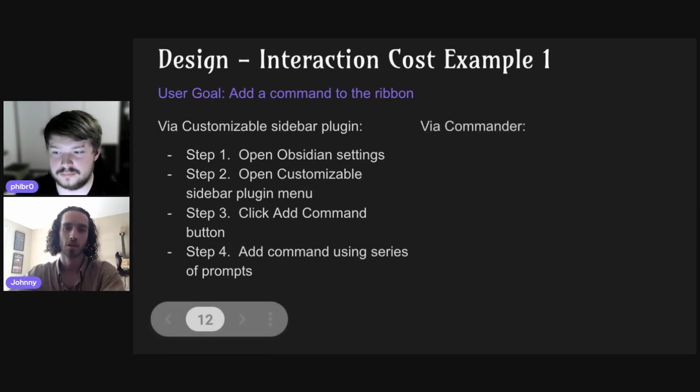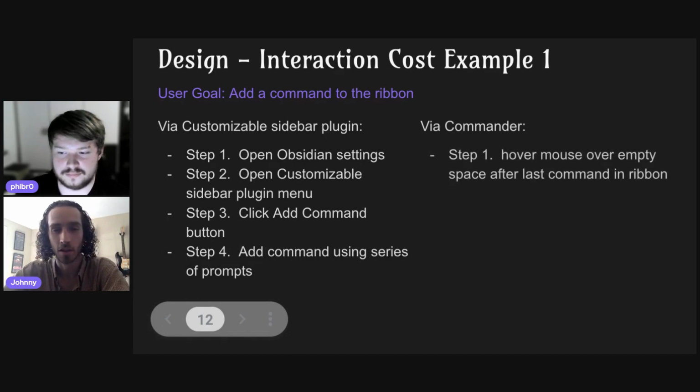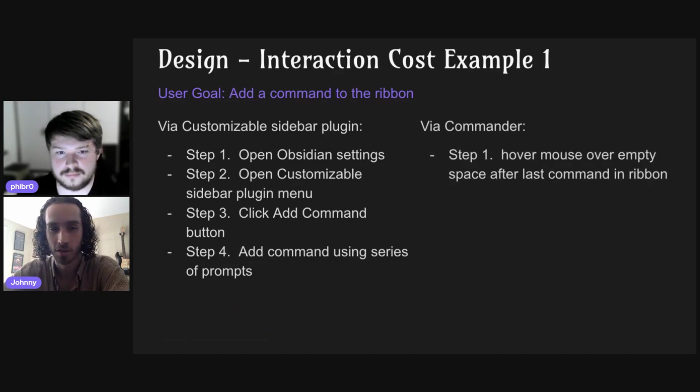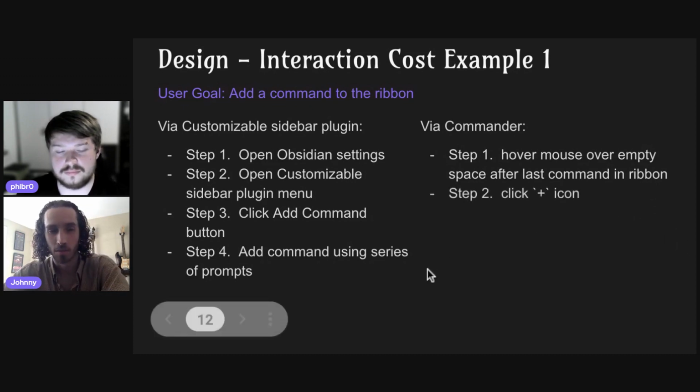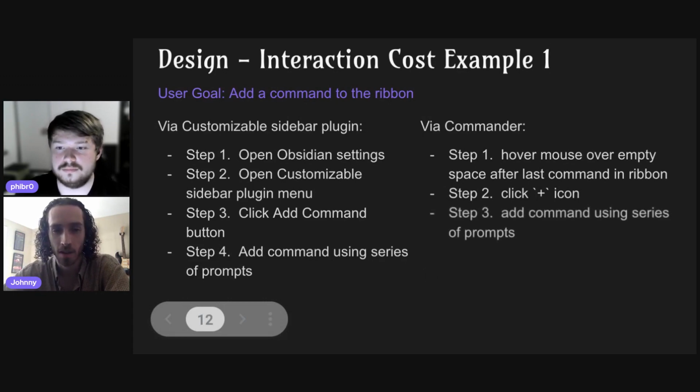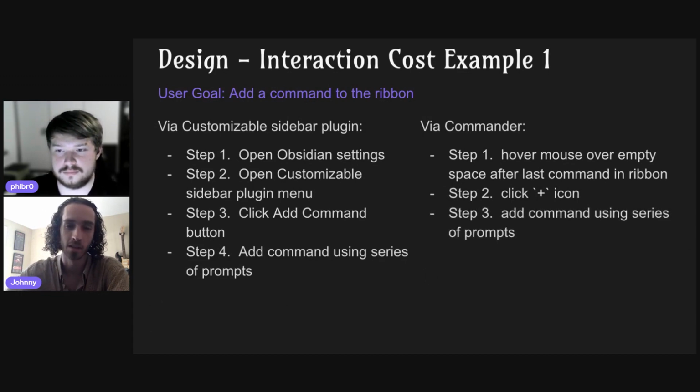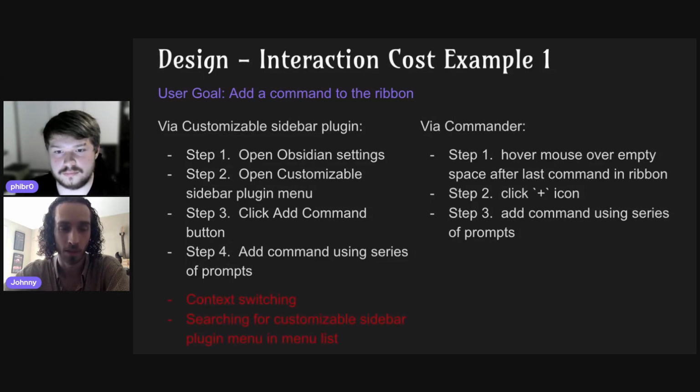And then the alternative method that we've introduced in Commander to achieve this goal of adding a command to the ribbon is to hover your mouse over the empty space after the last command in the ribbon, then click the plus icon that appears, and then add the command using a series of prompts. So a little bit less effort with that alternative method.